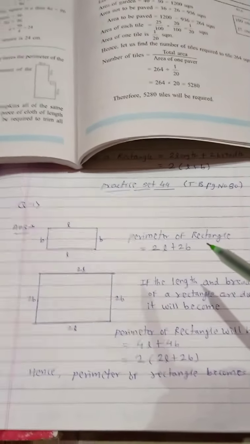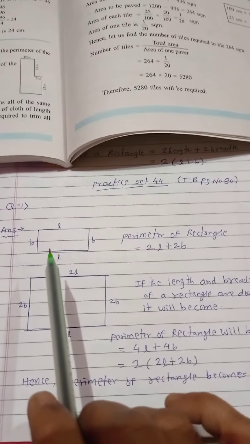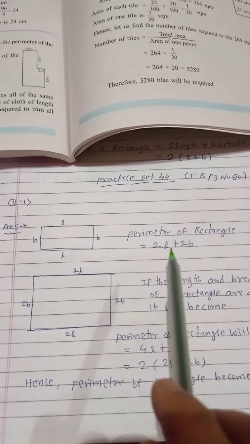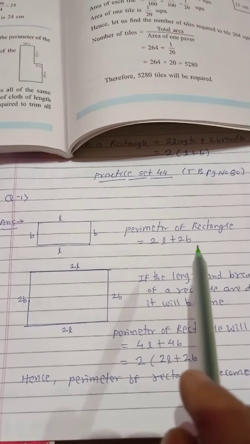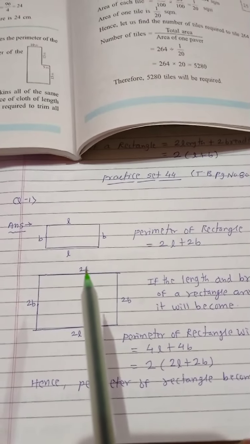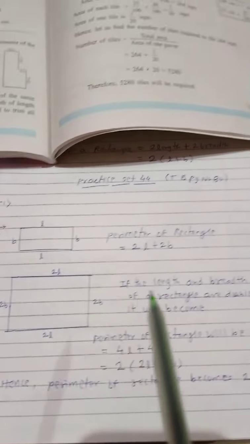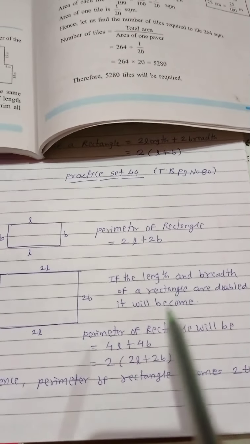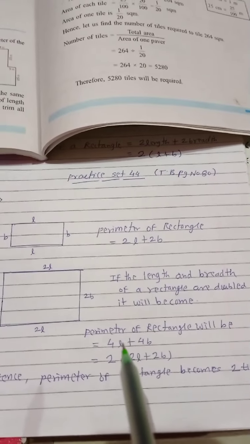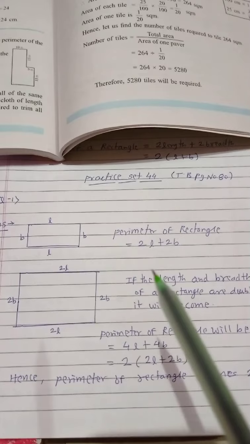See here, I am showing the figure. You draw this figure in your CW book. Here see, this is the old rectangle whose length is L, breadth is B, and the perimeter of the rectangle will come 2L plus 2B. Then the next new rectangle they have given, but its length is double, means 2L will be its length, and breadth is double, that is 2B. Then here, if the length and breadth of the rectangle are doubled, the perimeter of the rectangle will come 4L plus 4B. Yes or no? Because they made the length and breadth double.